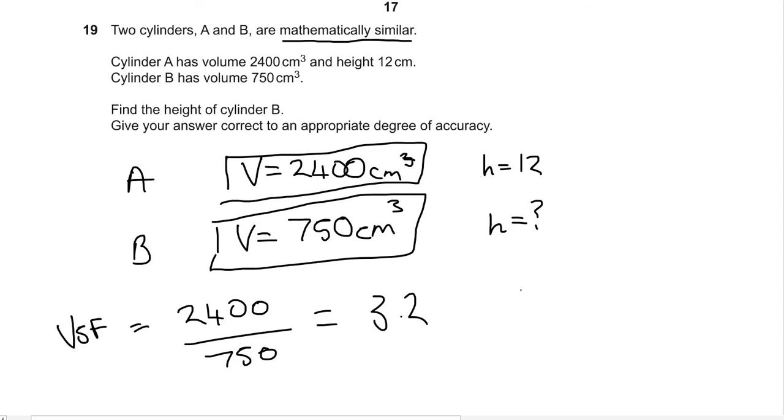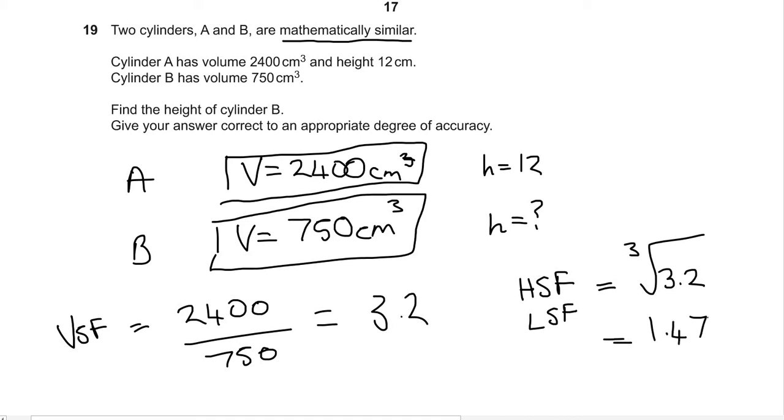So to get our height scale factor, or our length scale factor, we need to do the cube root of 3.2. Okay, so to work this out, just put it in the calculator and you get 1.4736 and so on.